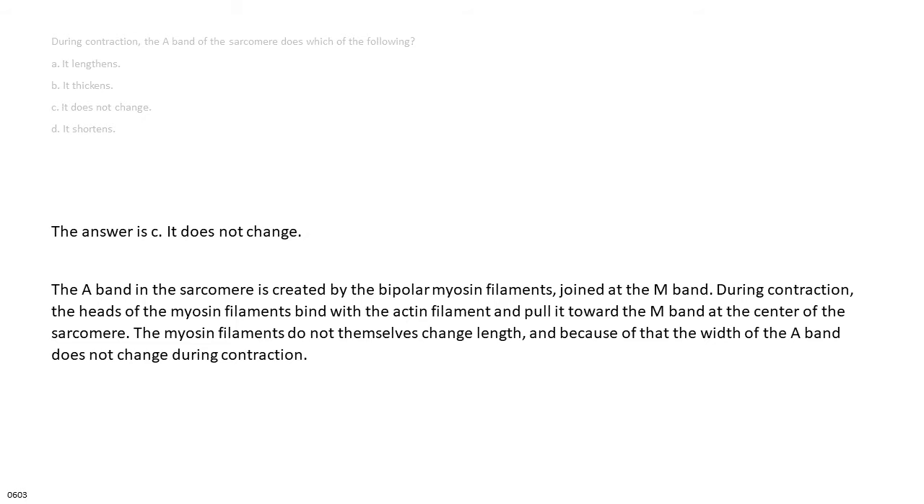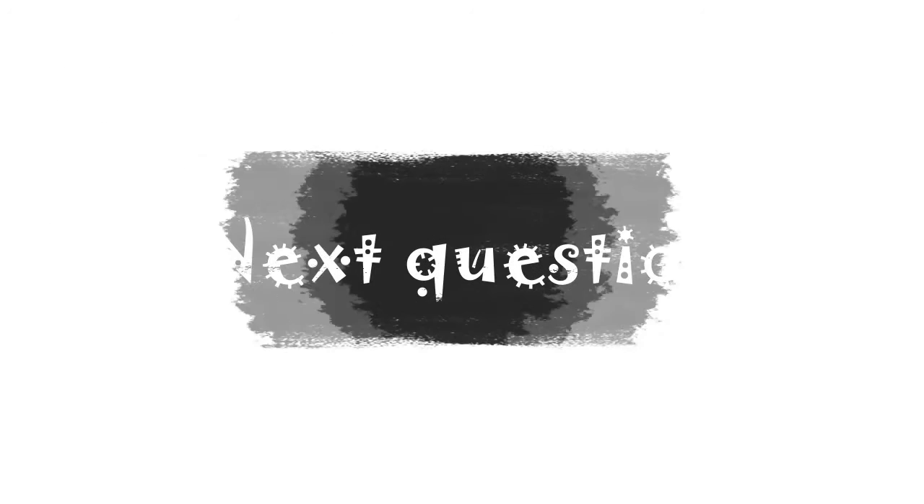The answer is C. It does not change. The A band in the sarcomere is created by the bipolar myosin filaments, joined at the M band. During contraction, the heads of the myosin filaments bind with the actin filament and pull it toward the M band at the center of the sarcomere. The myosin filaments do not themselves change length, and because of that the width of the A band does not change during contraction.